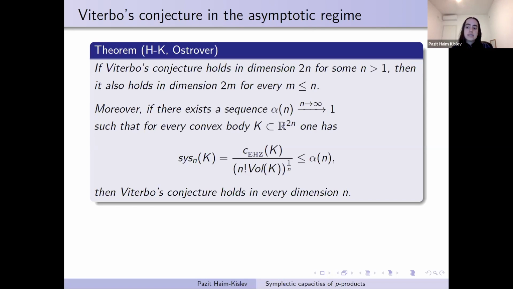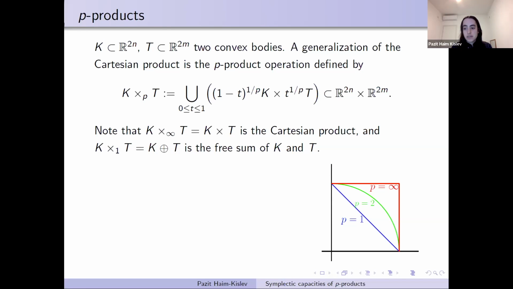So you need something else, and it turns out that that something is a p-product. So what is a p-product? We take two domains, K and T, in two different copies of R^2n embedded in the same large domain. And we say that (x, y) is in the p-product of K and T if x is in alpha K, a rescaling of K, and y is in beta T, a rescaling of T, such that alpha to the power p plus beta to the power p is less than 1.